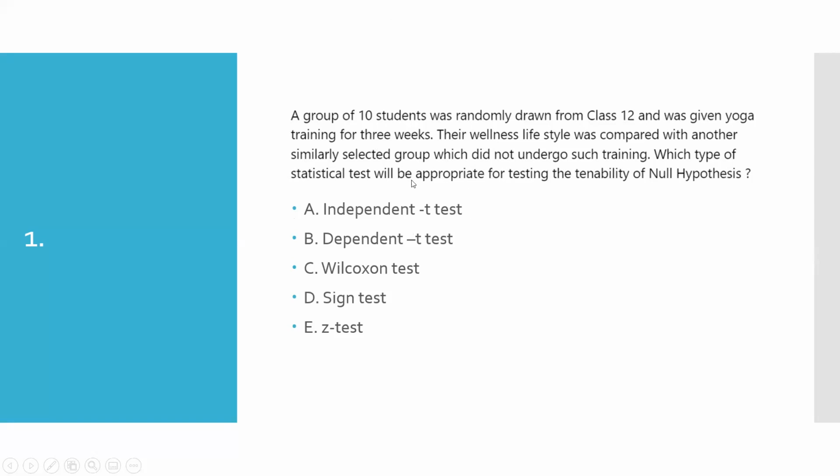Yes, it would be A, because we are considering two groups, and we are taking numerical data, with data on the interval or ratio scale. And one of the groups has not undergone the training. So the independent t-test is the right answer.